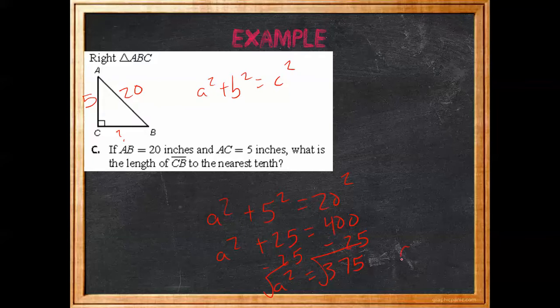The square root of 375 is 19.3649 and continuing on. It just says round to the nearest tenth. So if I look here at this 6, it's 5 or greater, right? That means I would round this 3 up to a 4. So that would be CB equals 19.4 inches.